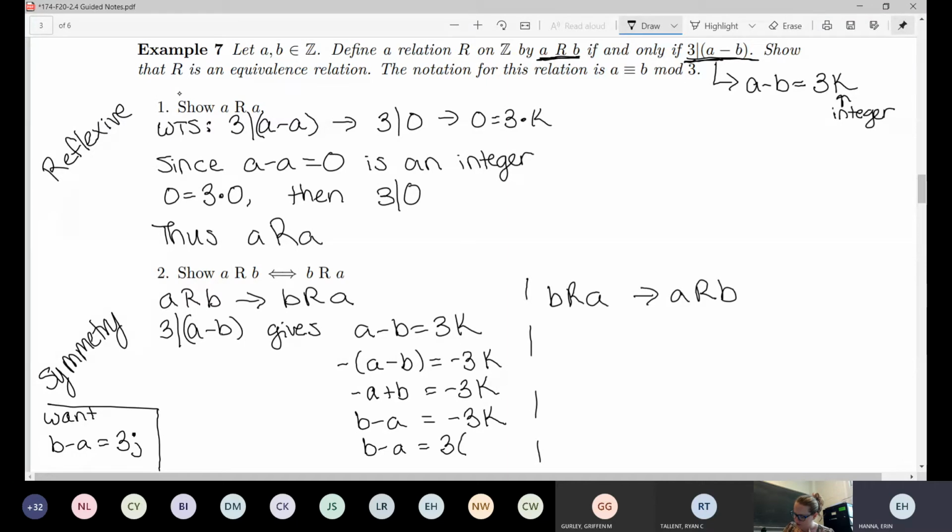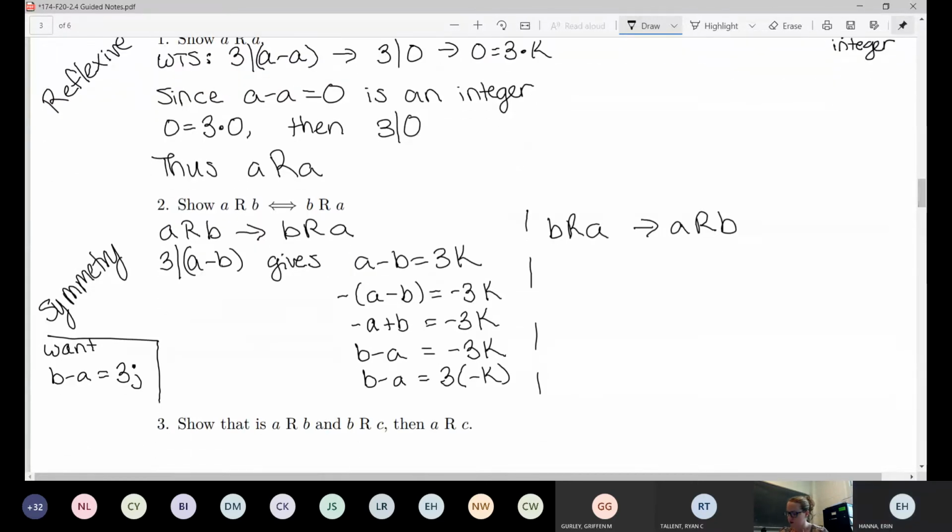And then I should technically write this as 3 times negative K, because I want it to be 3 times something. Well, negative K is an integer, which I'll write like this because I'm starting to run out of space. So we have shown that 3 divides B minus A as well.